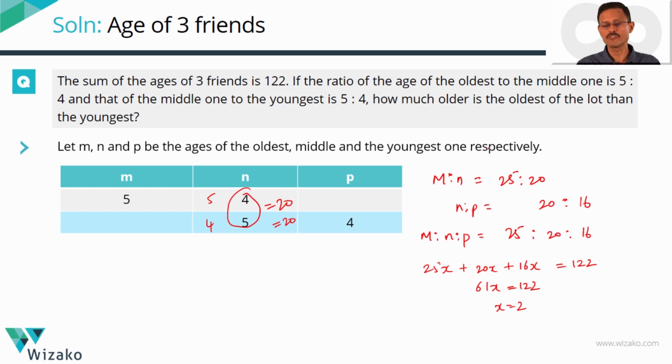One thing that's left is to find out what the question is asking us to find out. We need to find out how much older is the oldest than the youngest. The oldest person is 25x years old. The youngest person is 16x years old. So difference between their ages is going to be equal to 9x years. We know x is equal to 2. So difference in their age is equal to 9 into 2, which is equal to 18.